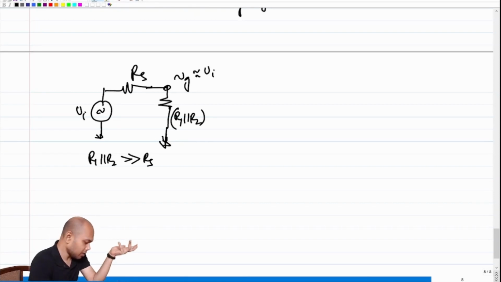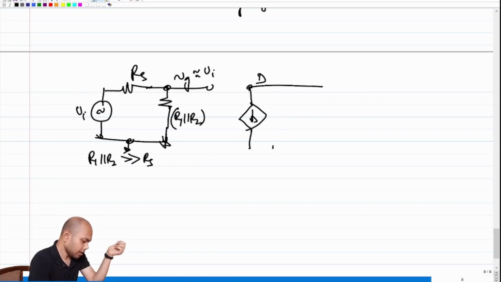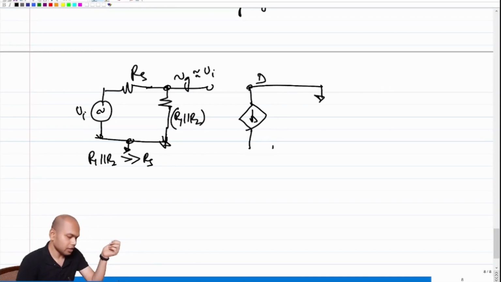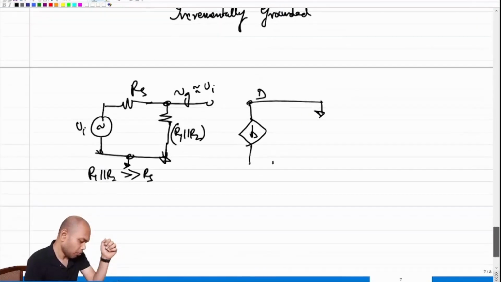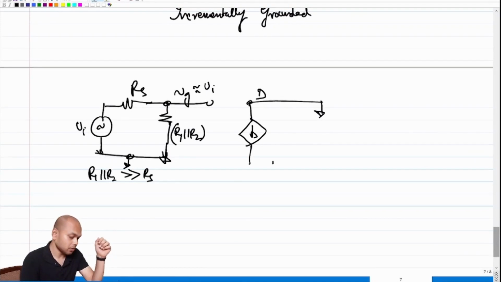What is happening to the other side? So this is grounded. This is the drain. What is the drain connected to? Drain is connected to a short circuit incrementally because it's connected to a voltage source VDD. Now what is connected to the source?